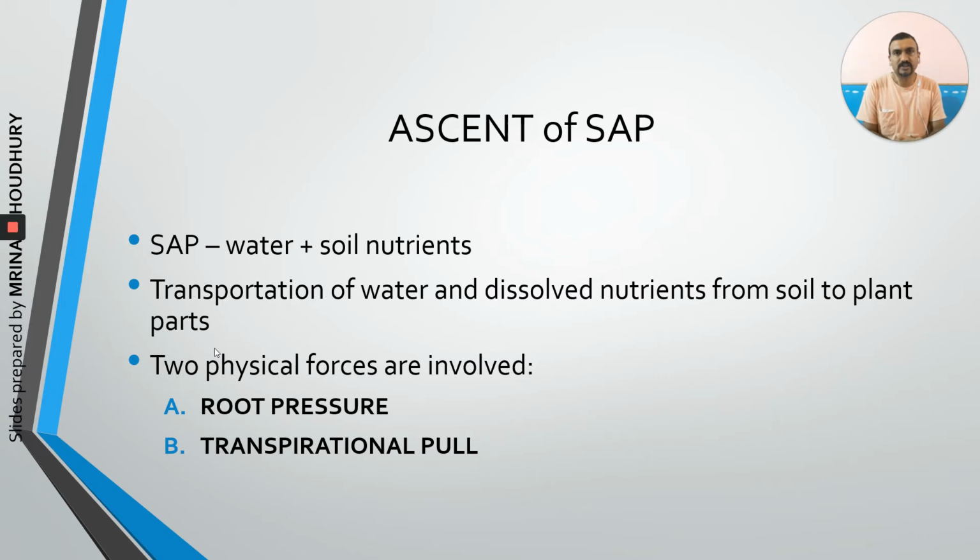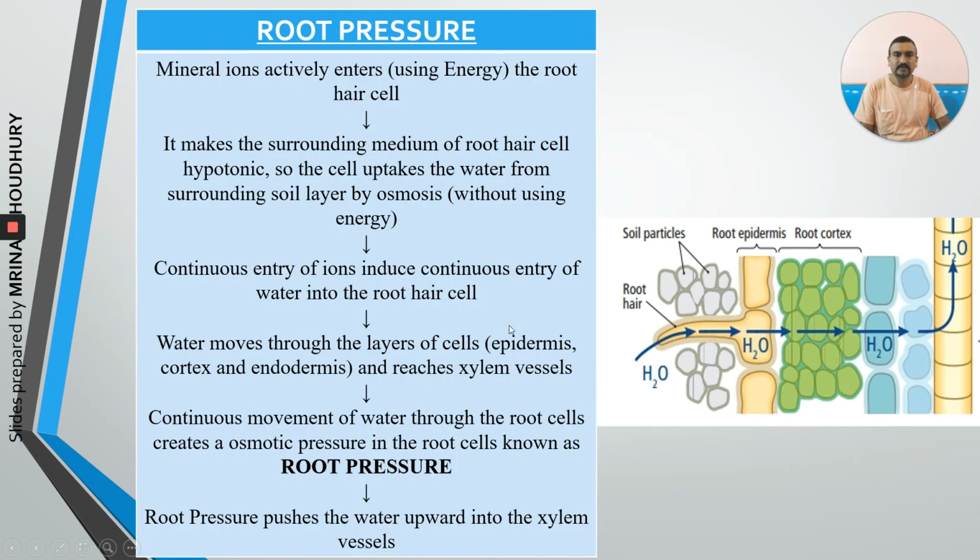during which transportation of water and dissolved minerals take place. So the sap is basically the water and the minerals or soil nutrients which are mixed in it. There are two main physical forces called root pressure and transpirational pull involved in this process. Let us look at the root pressure first. We will take the help of this diagram to understand the entire process.